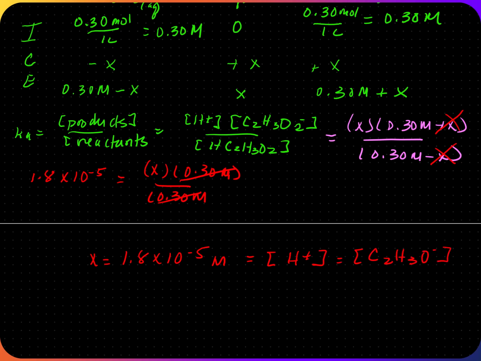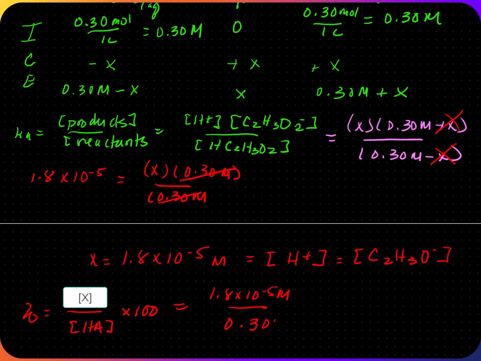We could check if this answer is valid by the 5% rule, which says the ion over the initial concentration must be 5% or less. X we found as 1.8 times 10 to the negative 5th molar divided by initial concentration of HA, which is 0.30 molar, times 100 equals 0.01%. We could eliminate plus X and minus X because the number is so small it will not affect the answer.